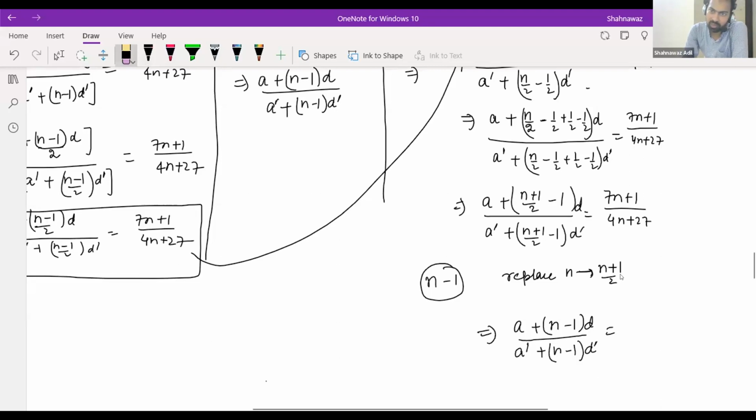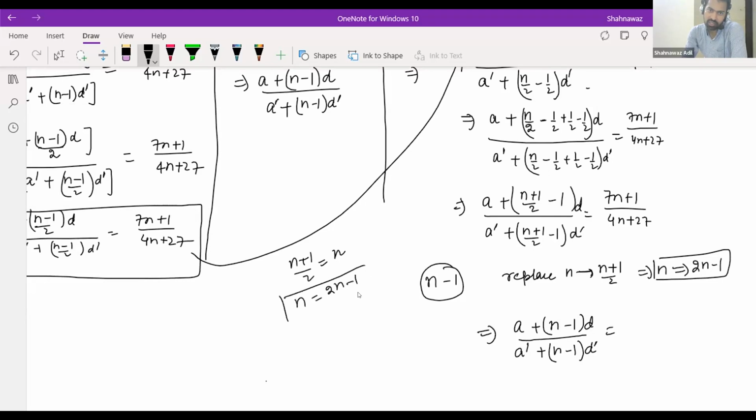Okay, so n is replaced by this, so n becomes what? 2n minus 1, right? We are replacing this, so n becomes 2n minus 1. Understood? Yes, sir. Same as before. So we are replacing this n plus 1 by 2 as n. So this n becomes 2n minus 1, same as before, as we did in the previous question.